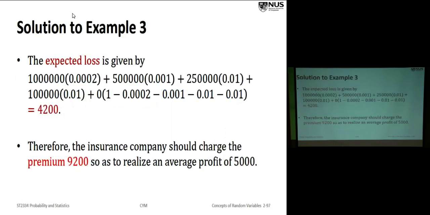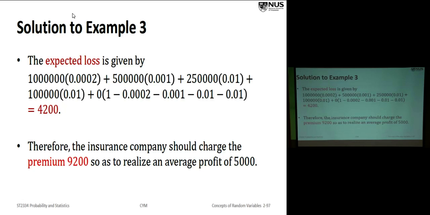The solution is quite nice. So the expected loss is what? Well, with probability 0.0002, the loss is everything. With probability 0.001, you lose 50%. With probability 0.01, you lose this, and so on and so forth. And otherwise, you don't lose anything. So basically, let's say this individual flies the plane, then on average they expect to lose 4,200 from this flight. Okay, in the sense that the flight could crash or there is some other more minor damage.